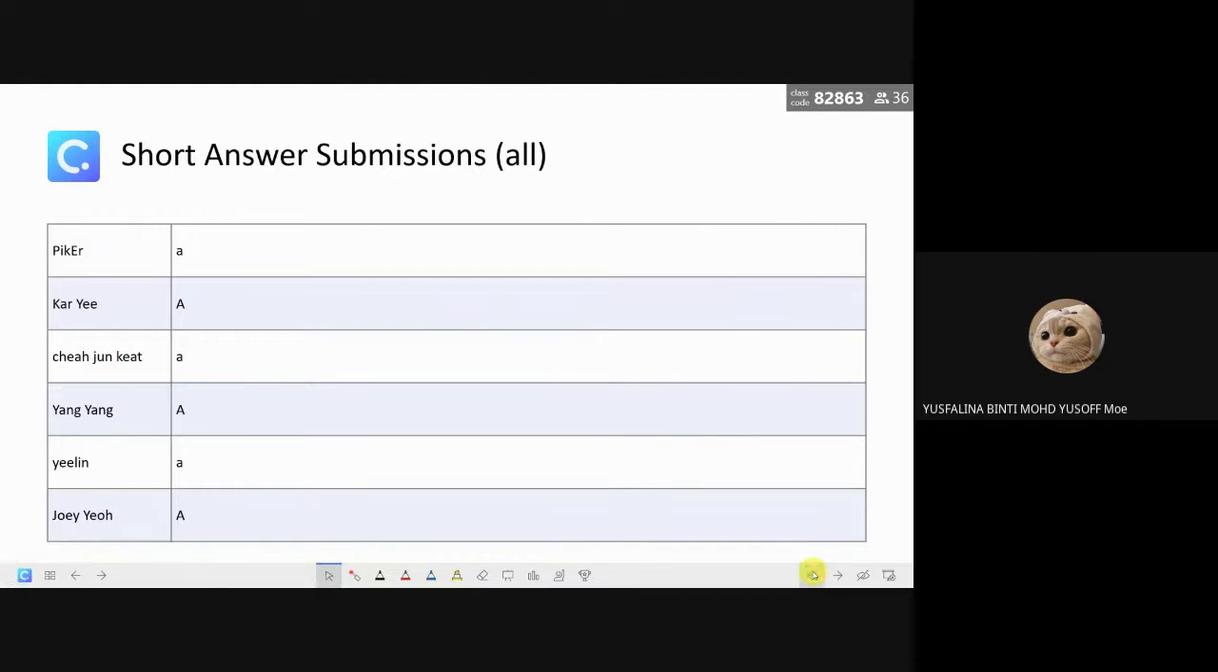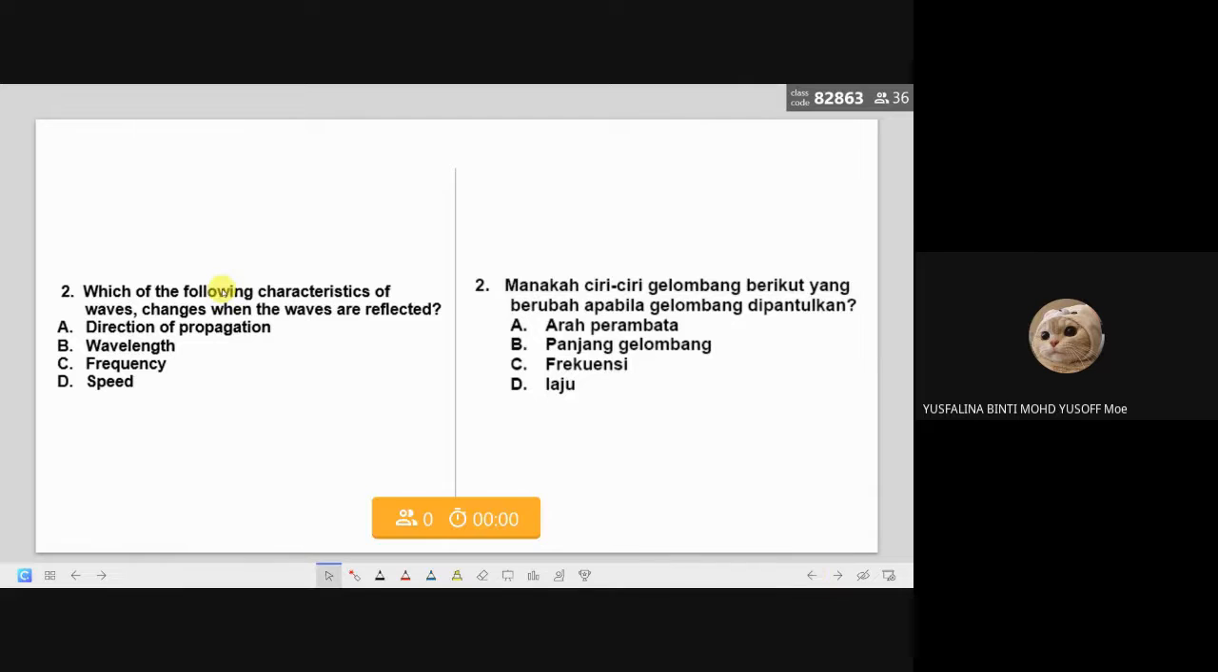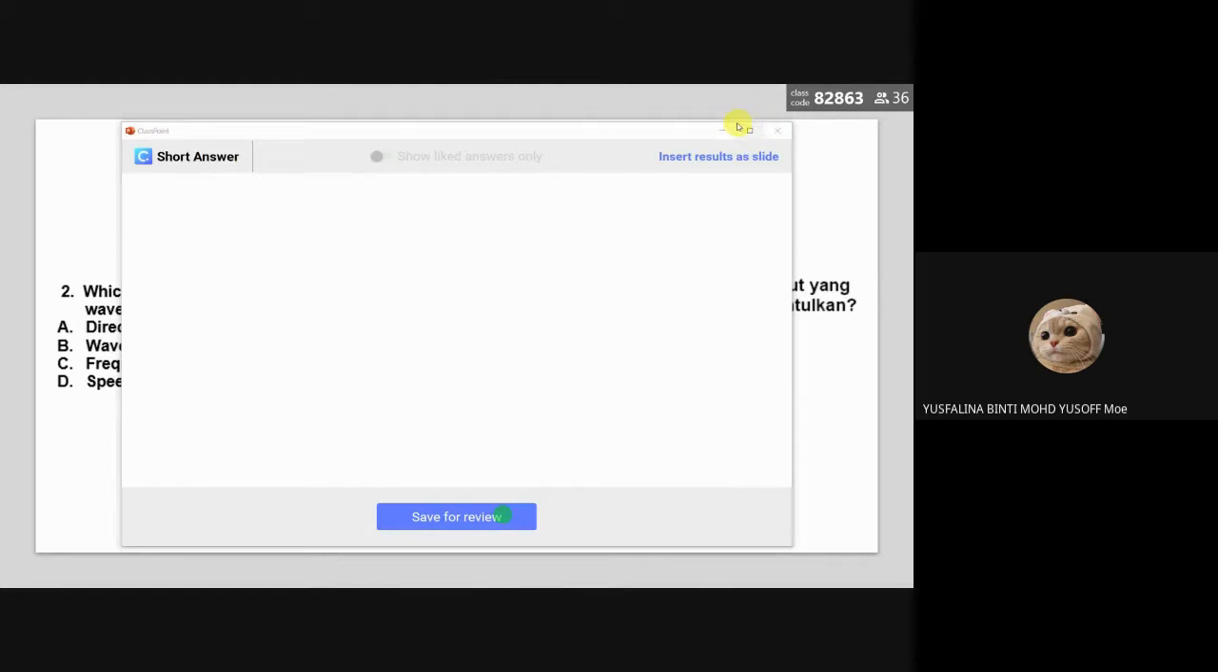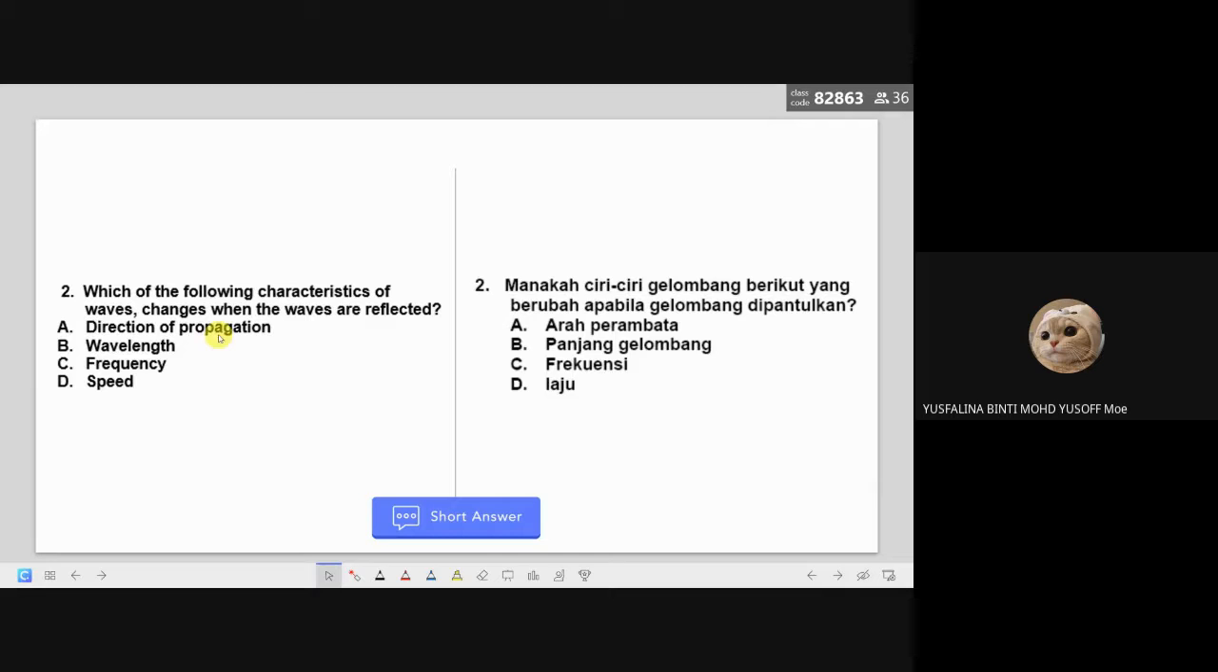Alright, so let's check the answer. Which of the following characteristics of a wave changes when the wave is reflected? Teacher, I logged in with two accounts. Okay, alright. So what changes? The answer should be the direction of propagation, while the speed, wavelength, and frequency do not change. So the answer should be A.